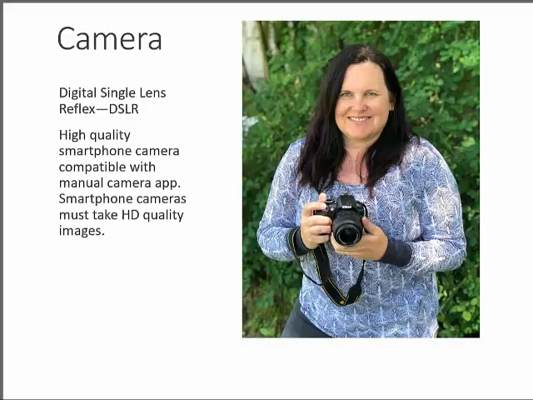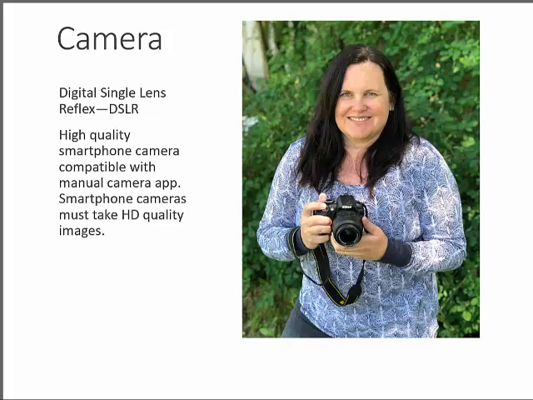This class requires a camera, which can be either a digital single-lens reflex, DSLR, or a smartphone camera. If you use a smartphone, such as a Samsung Galaxy or Apple iPhone, you will need to use a manual camera app that simulates shutter speed, aperture, and ISO. Also, your smartphone camera must be high quality and take HD quality images. Your camera can be any brand, such as a Nikon or Canon, and there are a lot of affordable options on the market. In some cases, a DSLR may cost less than a smartphone.